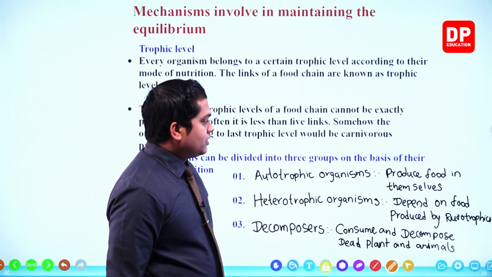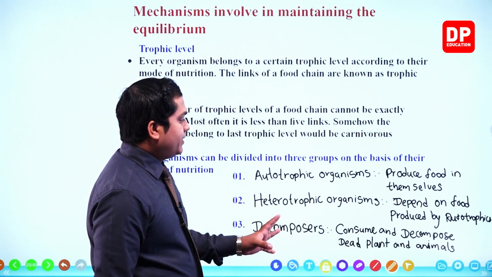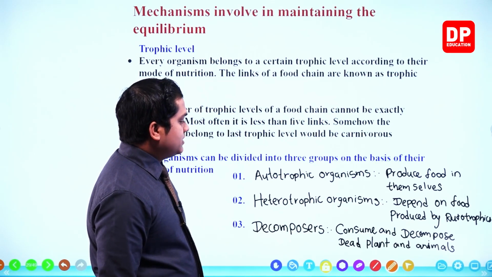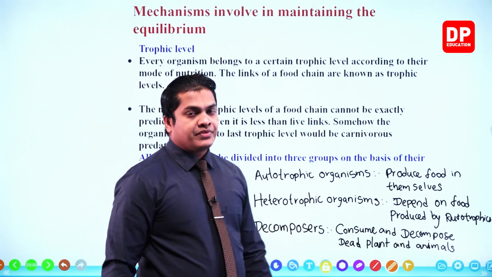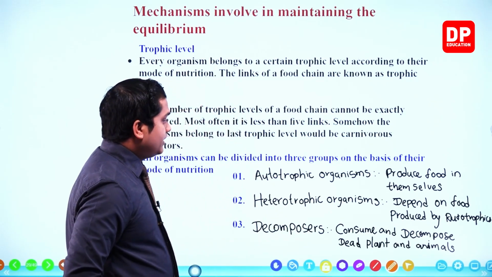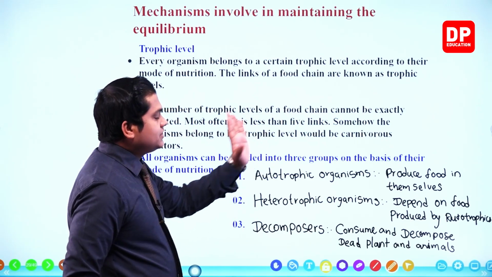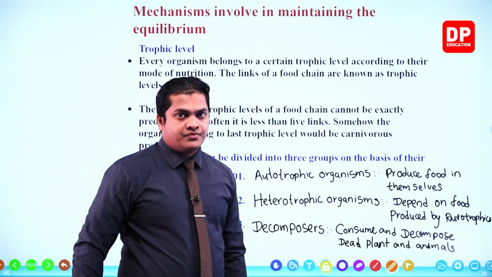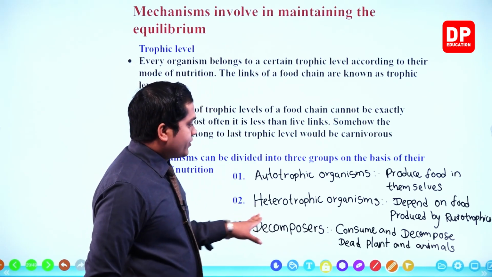So autotrophic organisms produce food in themselves. Heterotrophic organisms depend on food produced by autotrophs. Then the third one, decomposers, consume and decompose dead plants and animals. So these are the three main categories of organisms that we can identify within our biosphere, my dear children. Humans, we belong to the heterotrophic group.